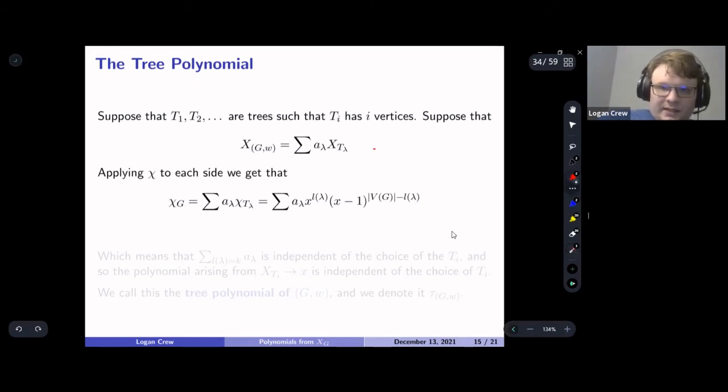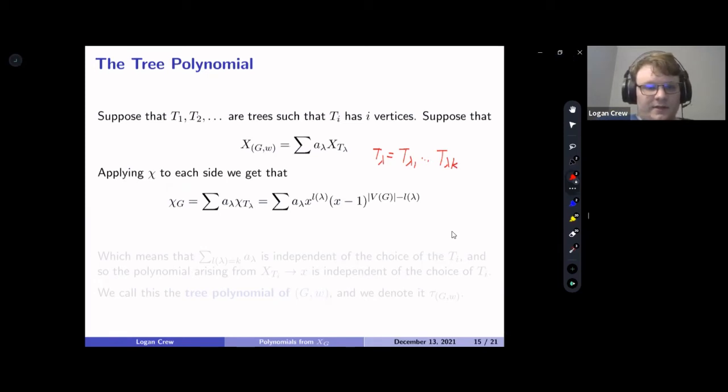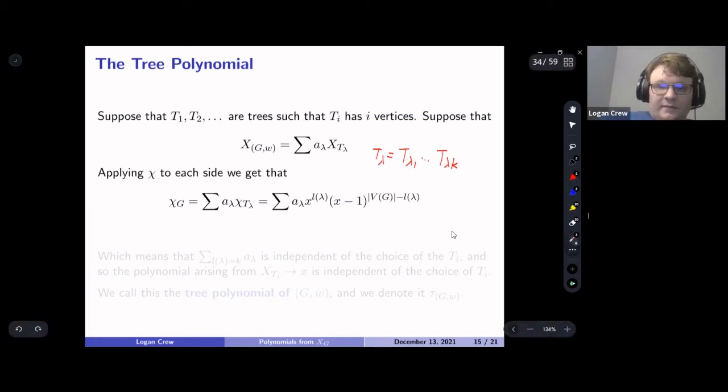And to highlight here, t lambda is equal to some disjoint union of trees. And what's the chromatic polynomial of a disjoint union of trees? Each one is going to give us an x times an x minus 1 to a bunch of powers. And if we have the length of lambda of them, then we are going to get x to the length of lambda, and then we're going to get x minus 1 to the remainder.